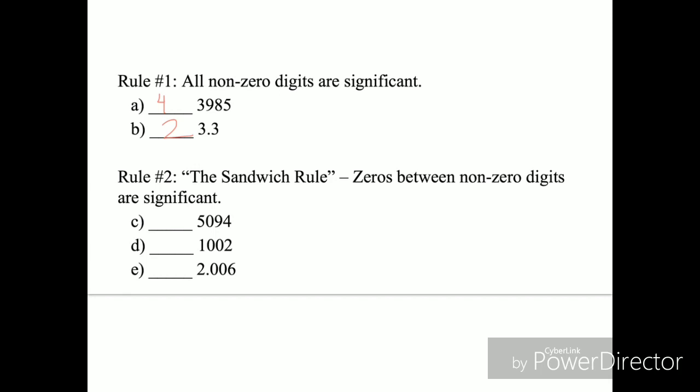The next rule, the sandwich rule, says that you don't need to worry about zeros that are sandwiched between non-zero digits. Those zeros will always be significant. So all we have to do is count the number of digits in the measurement provided. So each of these measurements has 4 significant digits. The number of zeros is not important, only the placement of the zeros between 2 non-zero digits.